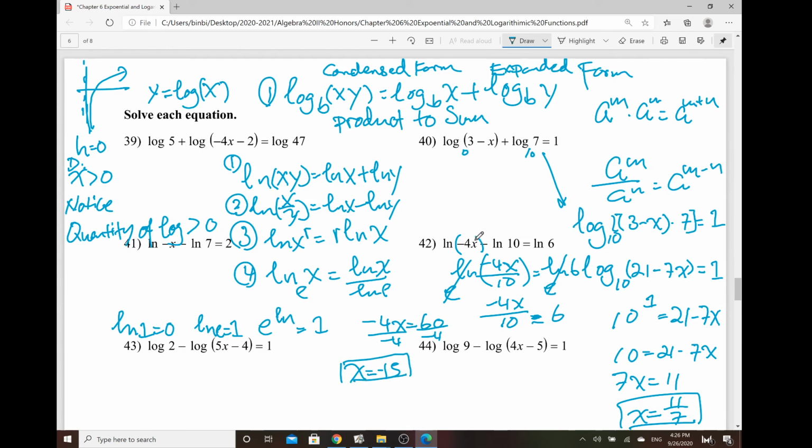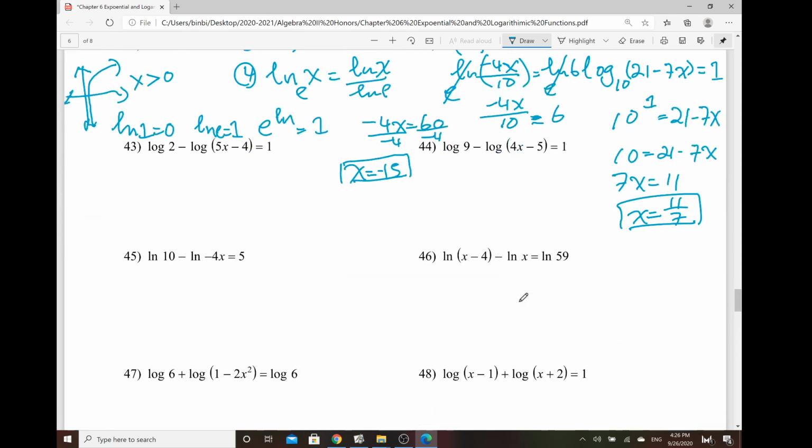We need to plug the number back into the quantity and make sure that it satisfies the domain. Again, for the parent graph of natural log, it's also like the one with the log. X is always greater than 0. So the quantity here, is that greater than 0? Negative 15 times negative 4, positive 60. It is greater than 0. Well, this one is fine. It's already in positive form. So it is the valid solution. And then what about for 44?